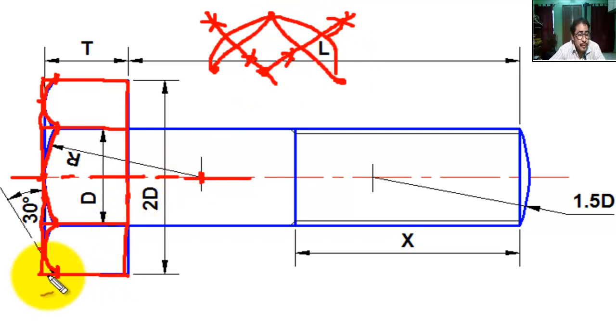Next, draw the angle of chamfer 30 degree with horizontal to this side, means this vertical side. This is 30 degree. We cut this. This is 30 degree. We cut this.